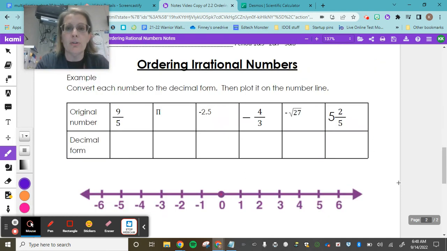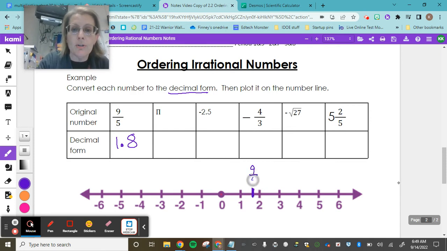Now we're ready to practice ordering rational numbers. Our first step is always to try to convert it into a decimal. That makes it easier. So the original number is 9/5. To turn it into a decimal, I'll do 9 divided by 5, which you would be able to use your calculator for, and I will get 1.8. So when I'm plotting that on the number line, I know that 1.8 is in between 1 and 2. And it's closer to 2 because 0.8 is almost going to make it go up to 2. So it's approximately right there. And then you want to label it with your original number, not with the decimal form. Label it with your original number. So 9/5 will be right here.